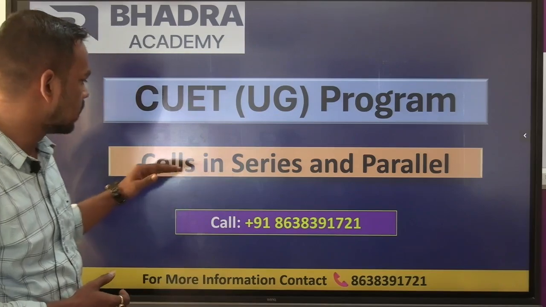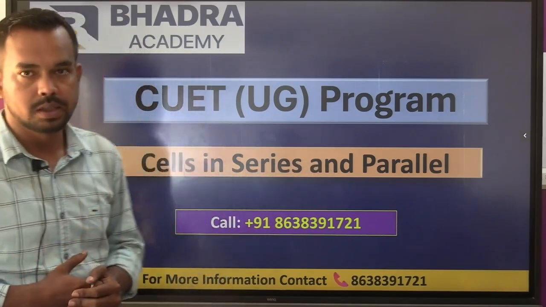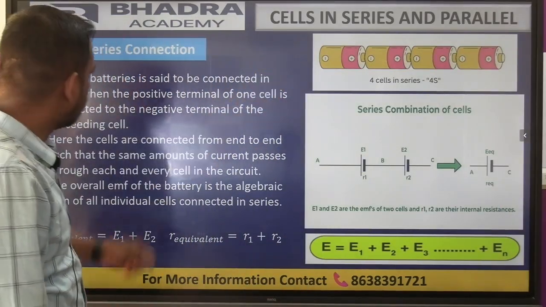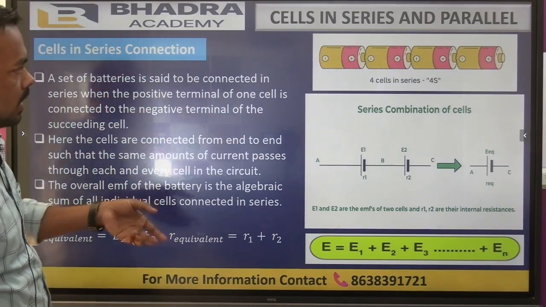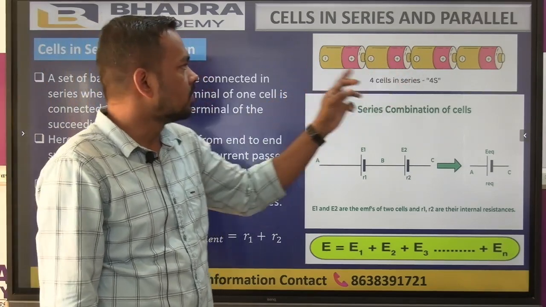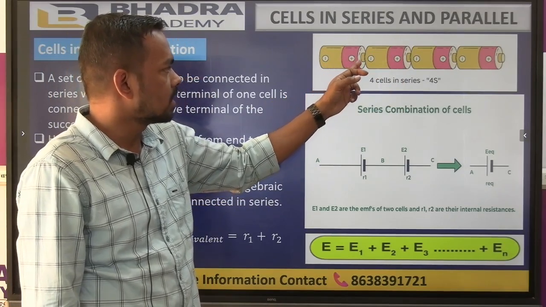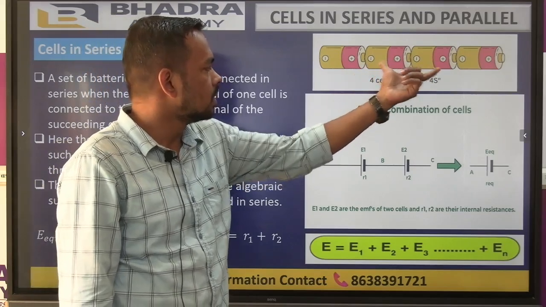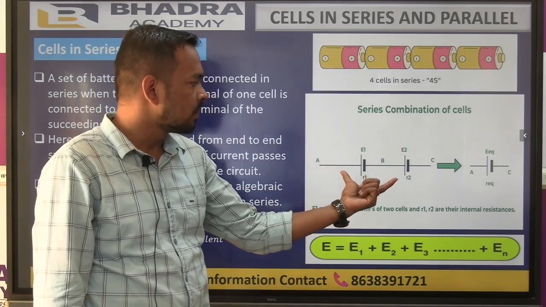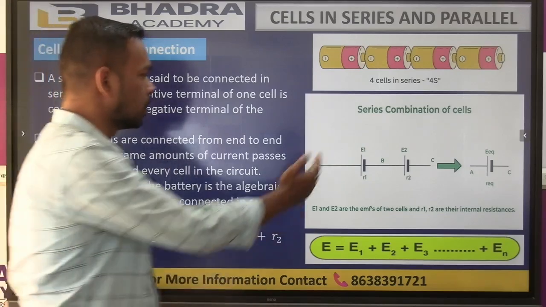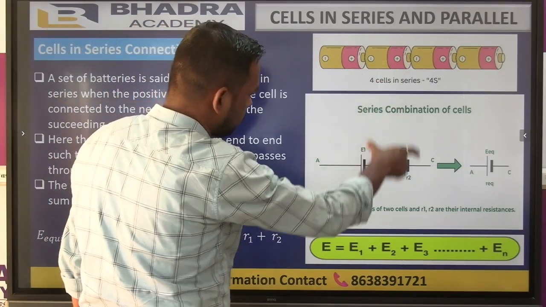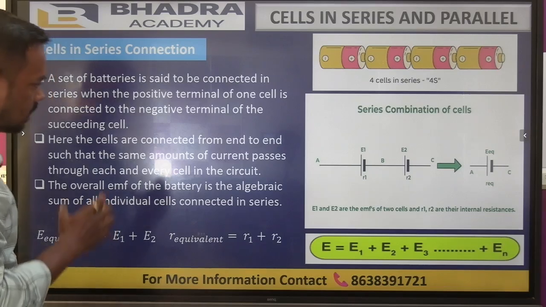So let's begin with our topic of series and parallel connection of the cells, right? First we'll take up the series connection of the cells. Here you can see that in the series connection, the cells are connected sequence-wise, where the positive terminal of a cell is connected to the next negative terminal of the cell, and this way the connection is known as the series connection of the cells. In the circuit diagram you can see the polarity is in this way, right? And therefore if we take out the equivalent EMF of this circuit, then we will have certain derivations.